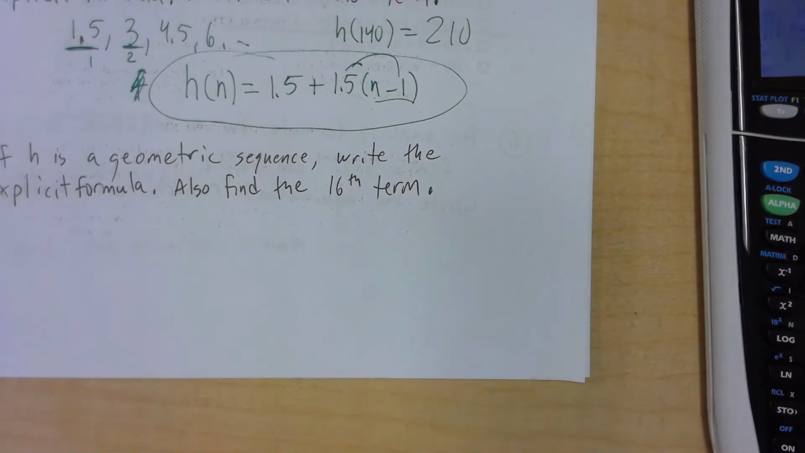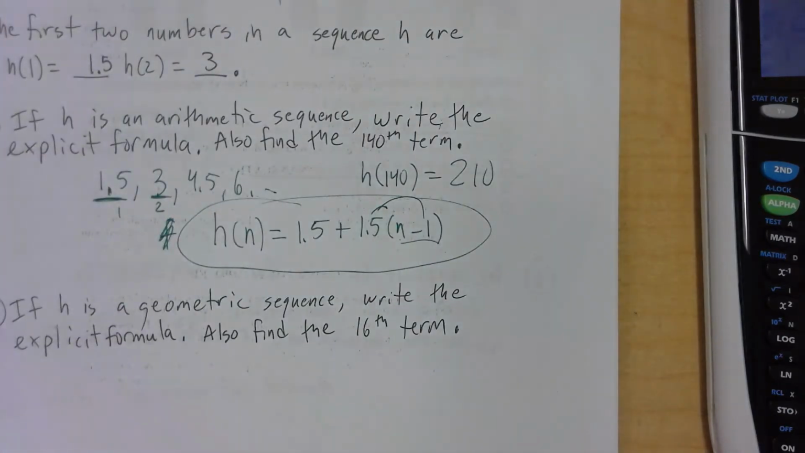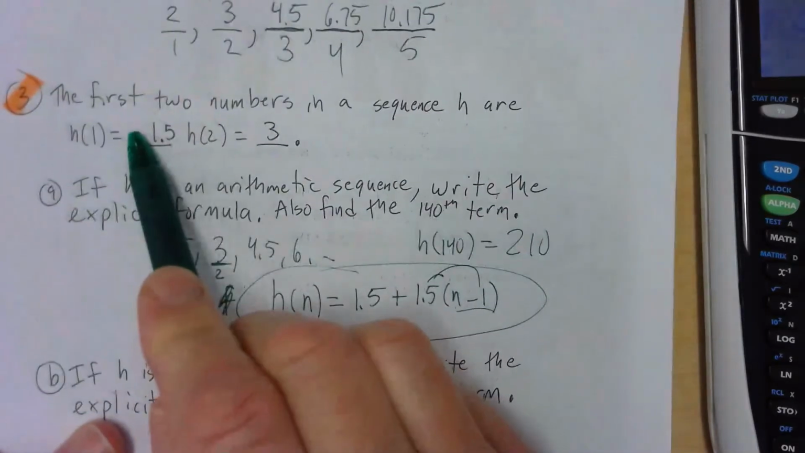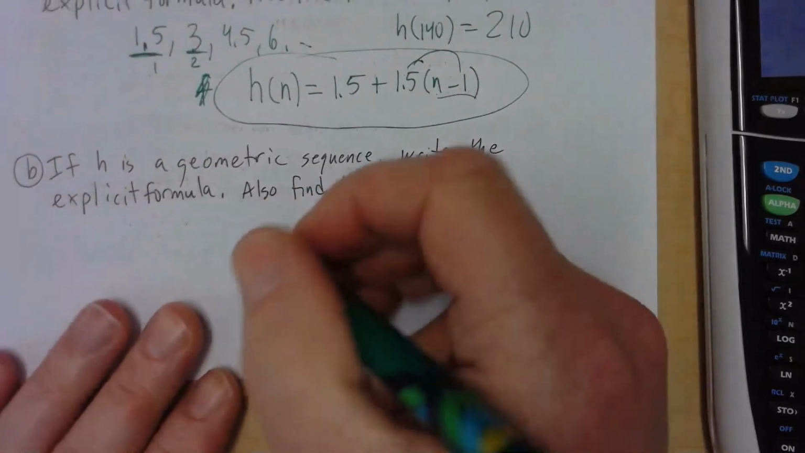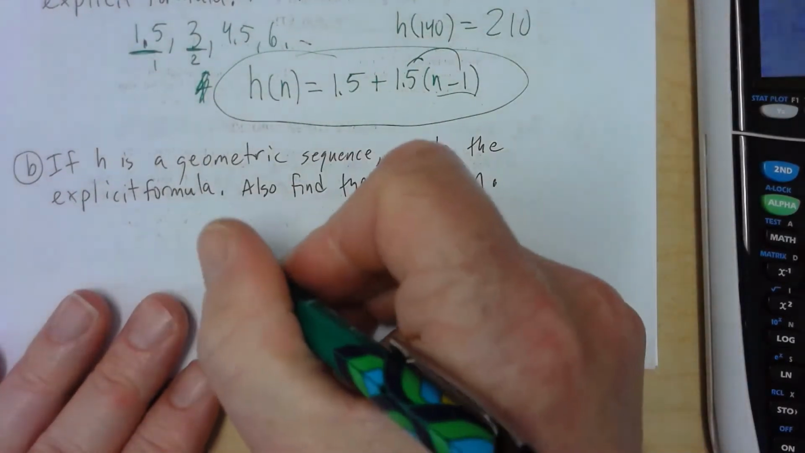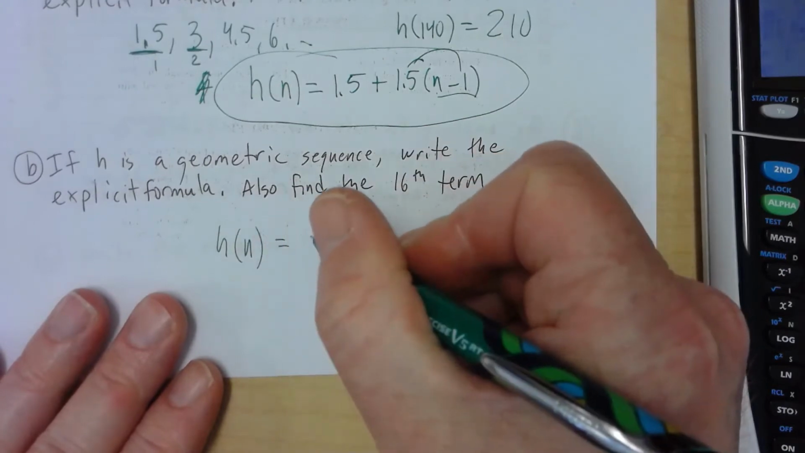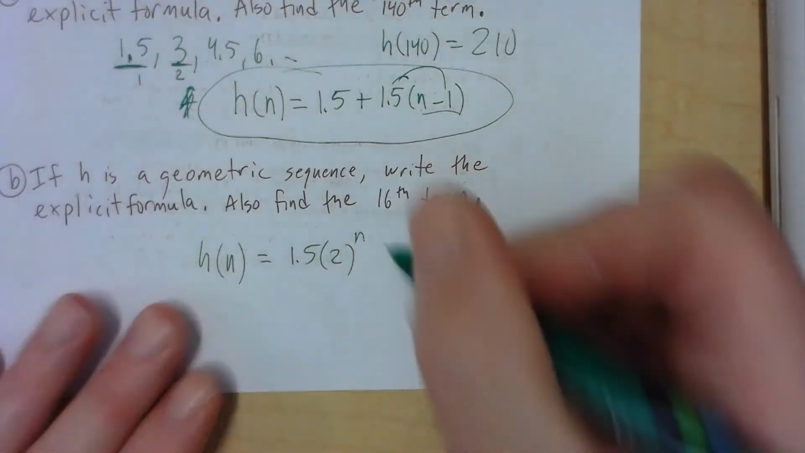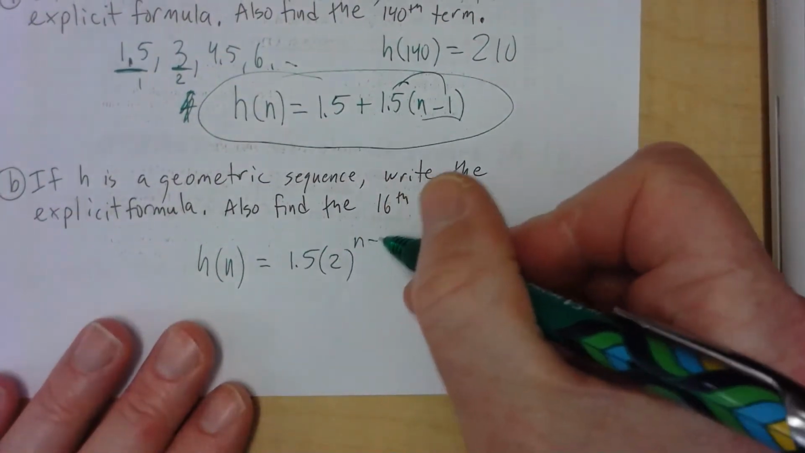All right, now we need to think about a second way. So we're going to think about it with multiplication. Double. 1.5 times 2 is 3, so I would double it every time. So this is kind of like y equals ab to the x. So I do h of n. I need a starting amount of 1.5, and then I double, and I double it a bunch of times. So I do n, but I need the first one to be 1.5, so I need the n minus 1.